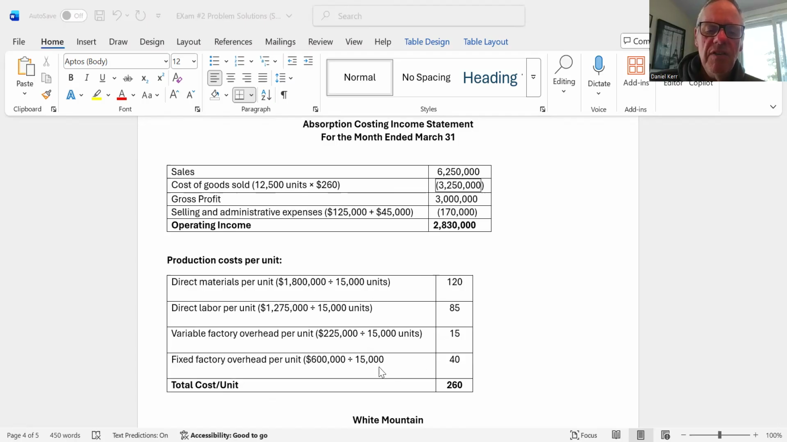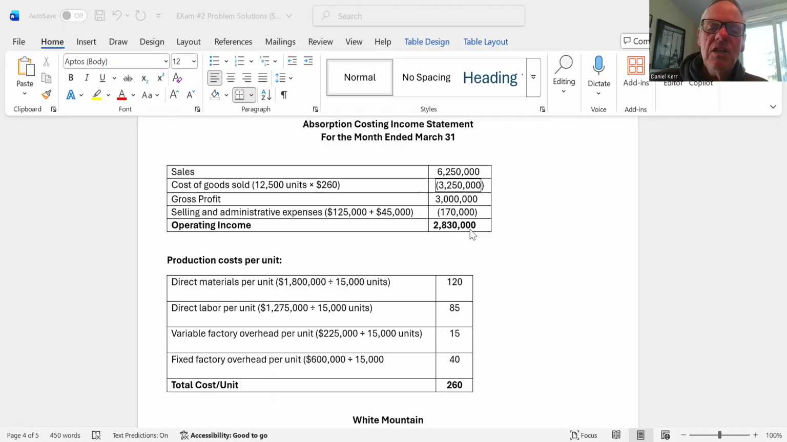So you divide by 15,000. That was the number of units produced. So you come up with a total unit cost of 260. 260 times 12,500 gives me 3,250,000. So that's my absorption cost, the cost of goods sold, subtracted from sales. That's my gross margin. And then my selling and administrative expenses, 125 plus the 45. So I get 2,830.